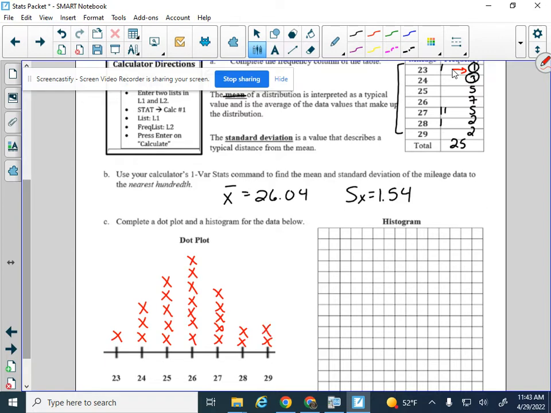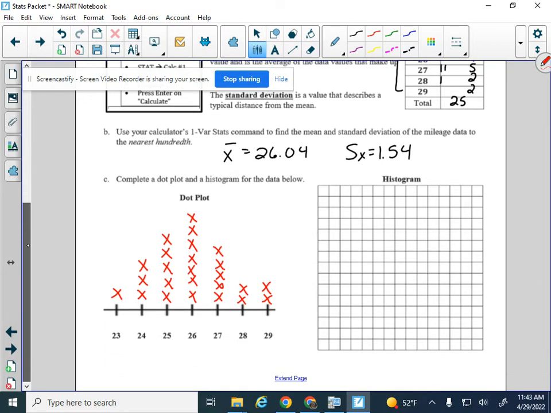It gives me an idea of the shape of the data. What does it look like in the graph? A histogram is very similar, except we make bars that touch. So the dot plot is a little bit simpler than the histogram. So for the histogram, I'm going to make a bar 23, 24, 25, and 26.